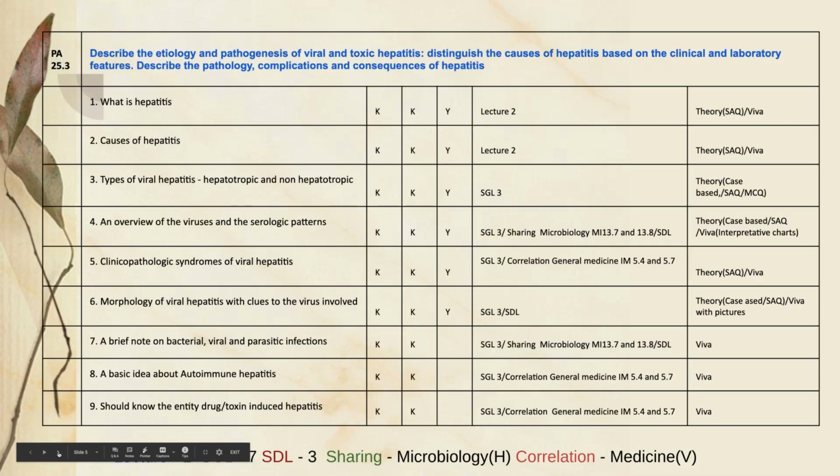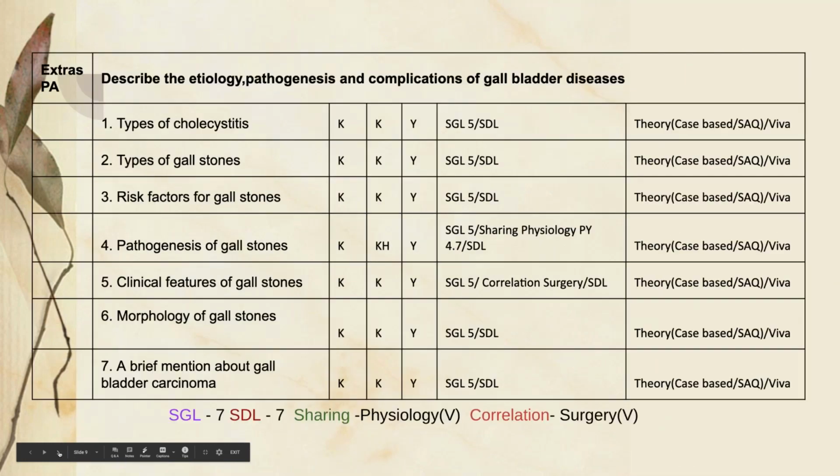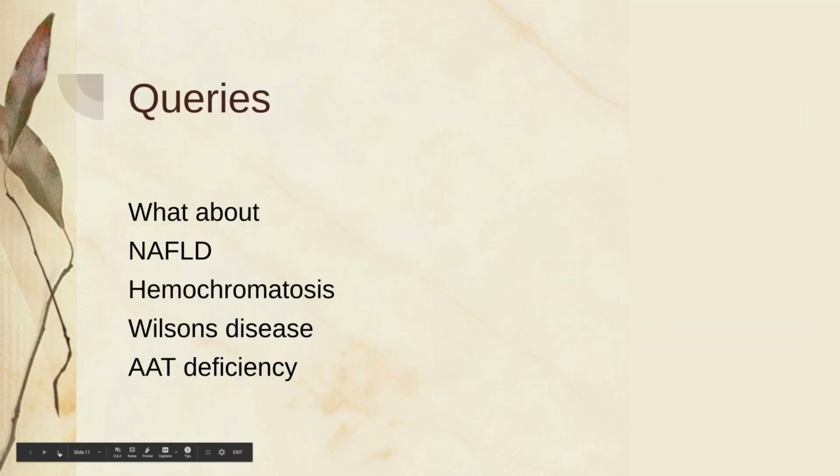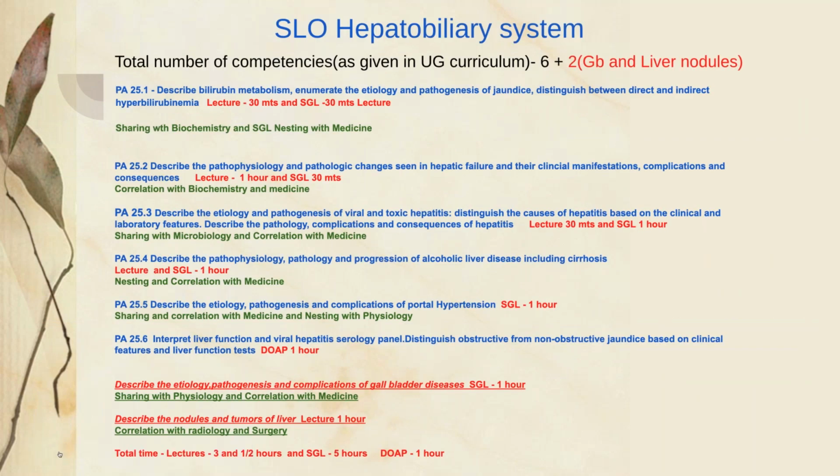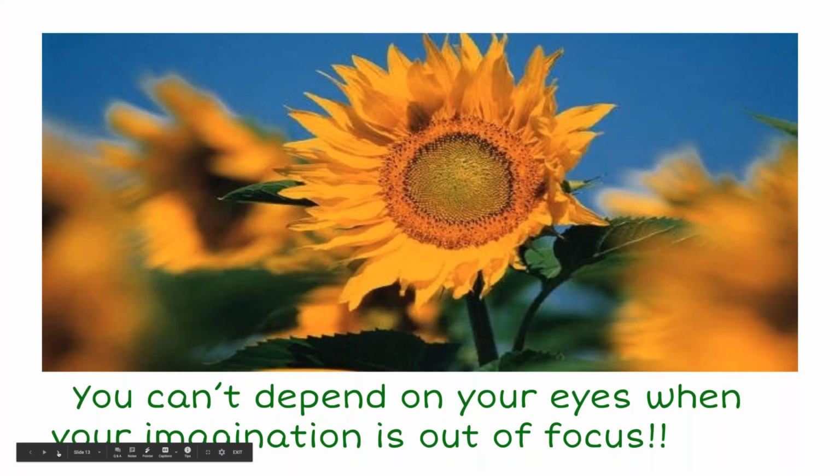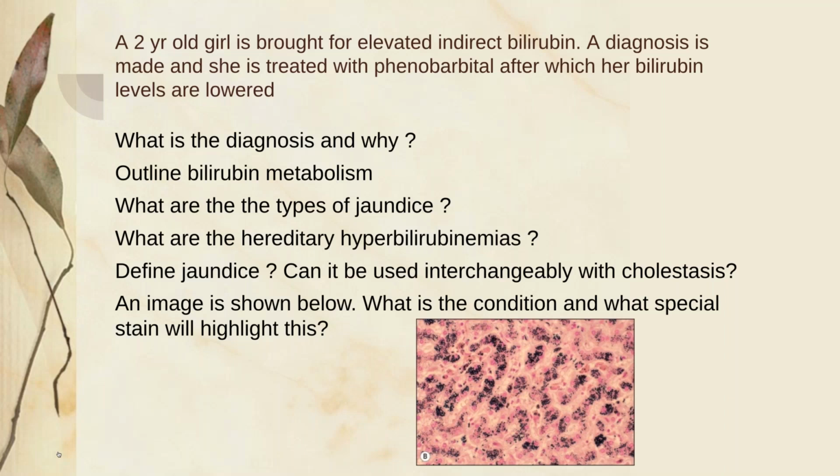So I'll move on to the few case-based discussions. Forgive me for the fallacies there because it was done in haste. So I just prepared a few. So this was the first one. A 2-year-old girl is brought for elevated indirect bilirubin. A diagnosis is made and she's treated with phenobarbital, after which her bilirubin levels are lowered. What is the diagnosis? Why?